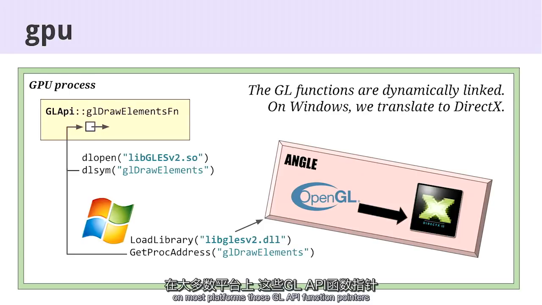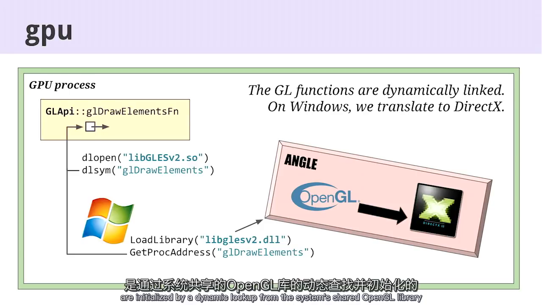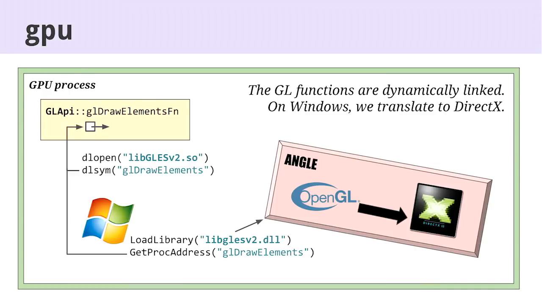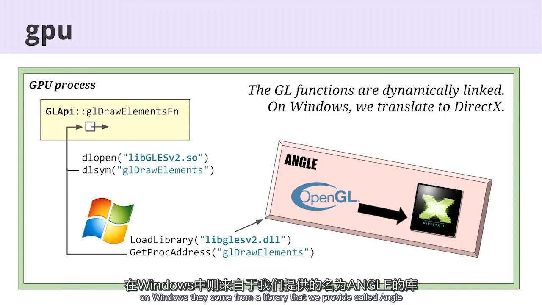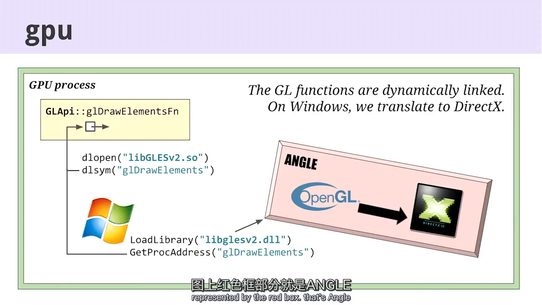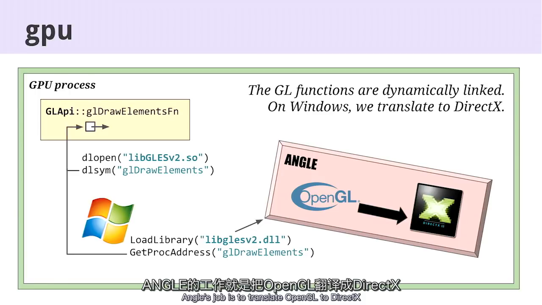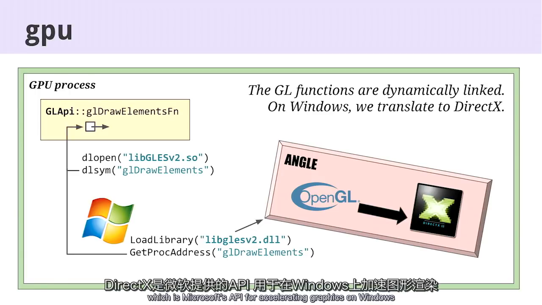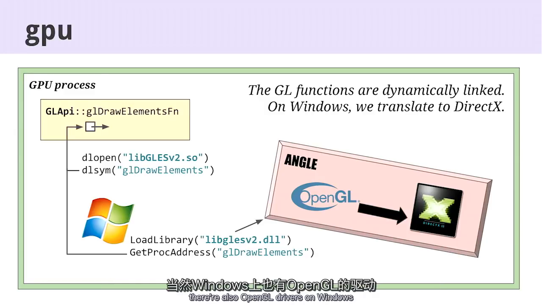On most platforms, those GL API function pointers are initialized by dynamic lookup from the system's shared OpenGL library. On Windows, they come from a library that we provide called Angle, represented by the red box that's at an angle. Angle's job is to translate OpenGL to DirectX, which is Microsoft's API for accelerated graphics on Windows. There are also OpenGL drivers on Windows, but I'm told that historically they've not been very high quality, so we didn't want to use them.